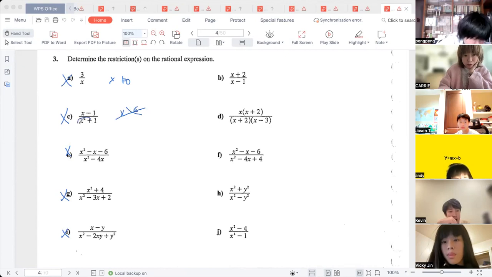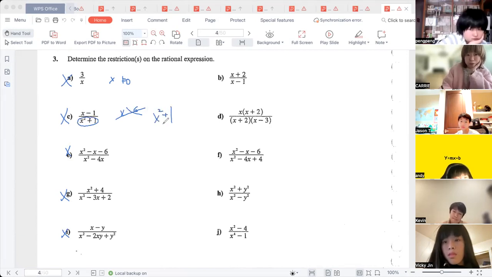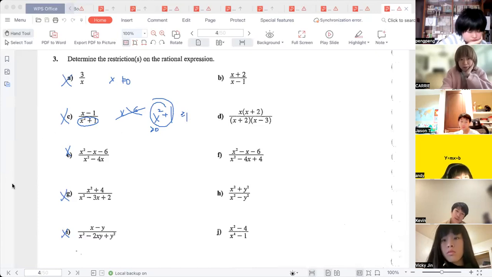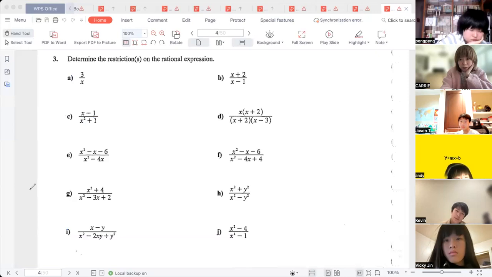We just need to think about the denominator part, because the numerator can be anything. And x squared plus 1, that means x squared is always bigger than or equal to 0, right? So the whole thing must be bigger than or equal to 1. So this whole thing always makes sense, so there's no restriction for number C. Understand, everybody? What if you simplify this thing?